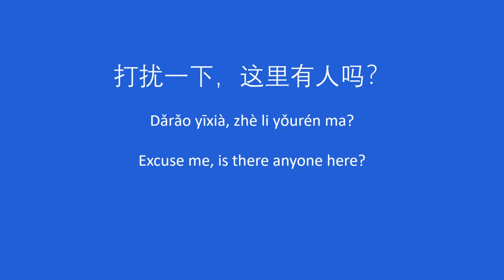Let's take another look. There's another question here. 打扰一下，这里有人吗? Okay, so the question here, excuse me. Is there anyone here? Again, 打扰一下. Here and 这里有人吗? 这里 here and 有 to have 人 people and 吗 it's a particle, a question particle, okay?